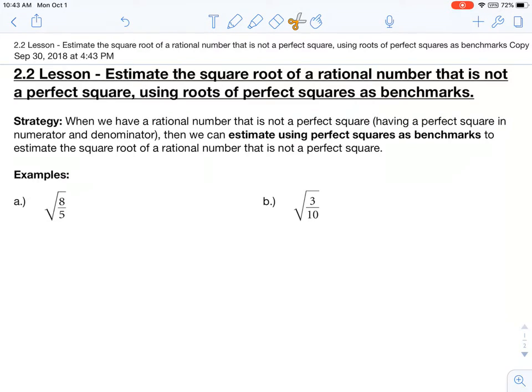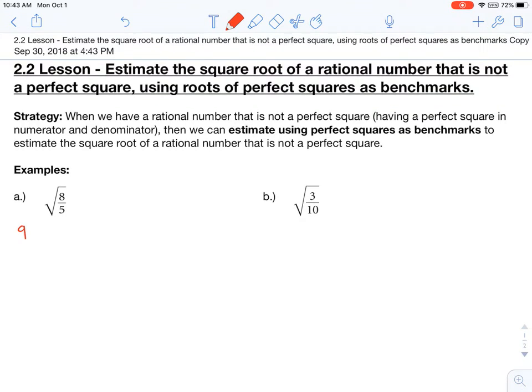So for example, we take the square root of 5 over 8, and we look at it, it's not perfect, because 8 is not a perfect square, and 5 is not a perfect square. So what we need to do is find numbers that are very close to 5 and 8 that are perfect squares. So 9 is close to 8, and 4 is close to 5.